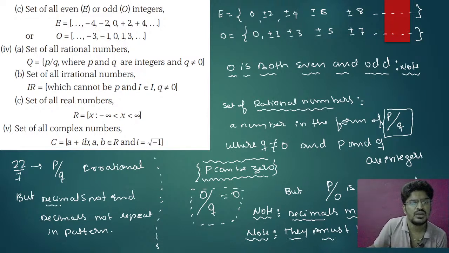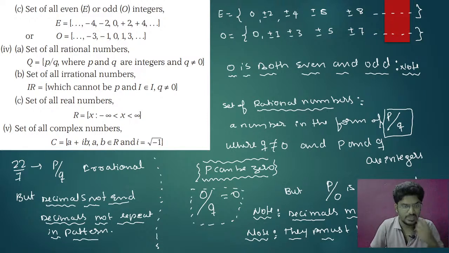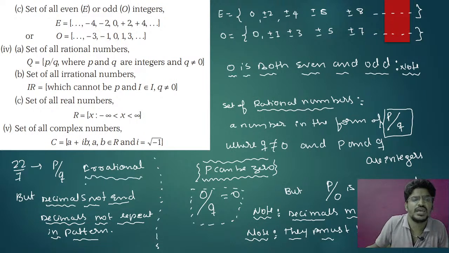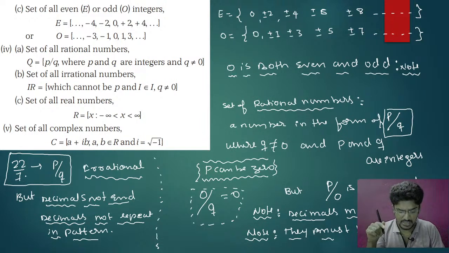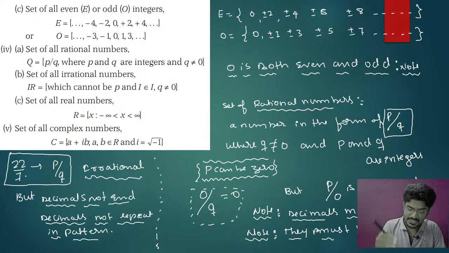In the same way, if decimals do not end and decimals do not repeat in a pattern, we say they are irrational numbers, and they cannot be written in the form of p by q. So you can see 22 by 7 looks like the p by q form, but it is not, because decimals will not end and do not have any pattern. Okay, so that's why it is an irrational number.